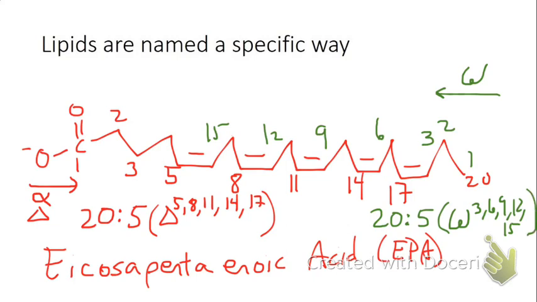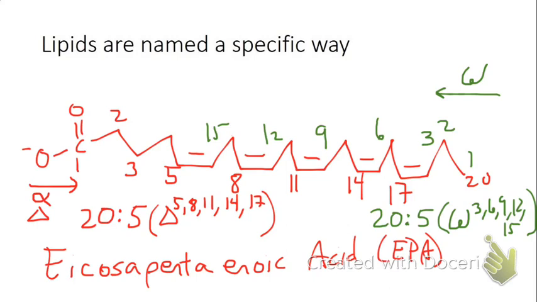So when we talk about omega-3 fatty acids and how good they are for us, because they are very good, and we'll talk maybe later in class about why, this is where we get that omega from. So this is an omega-3, 6, 9 fatty acid, and those are very, very good for us.